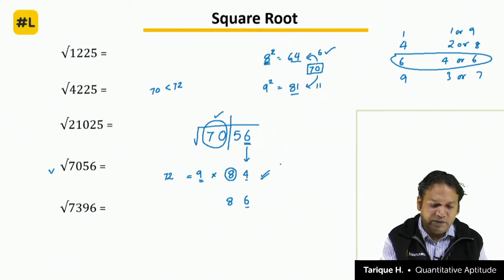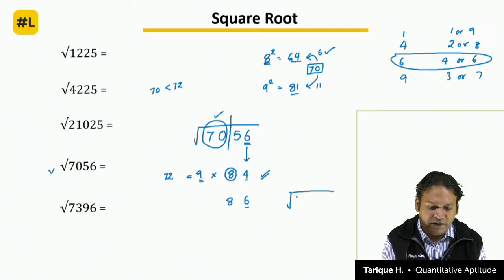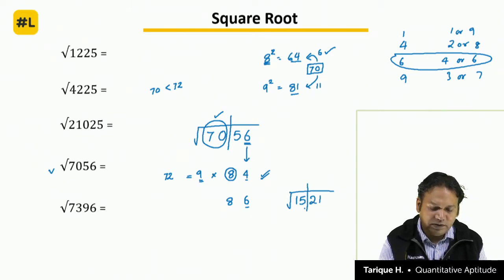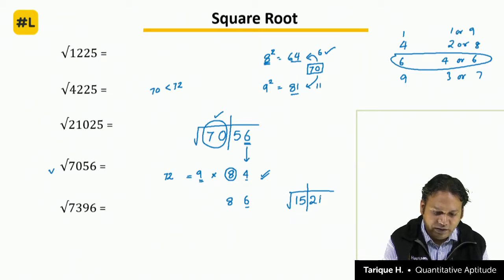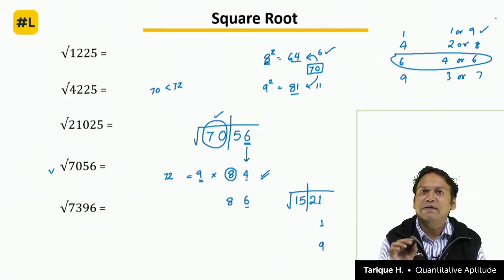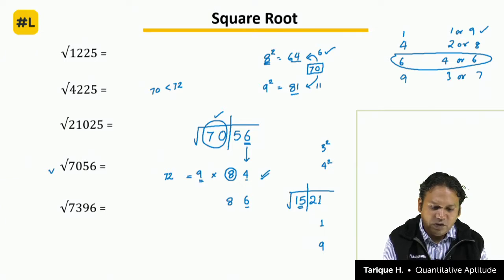So let me take one more example to make you understand the second way of finding out whether the answer is the smaller or higher value. Let's say the square root of 1521. What is the square root of 1521? Again, cut off the last 2 digits. So we have 15 here. Since the square ends in 1, the square root ends in 1 or 9. 15 is between which 2 squares? 3 square and 4 square. So we take the smaller number 3.